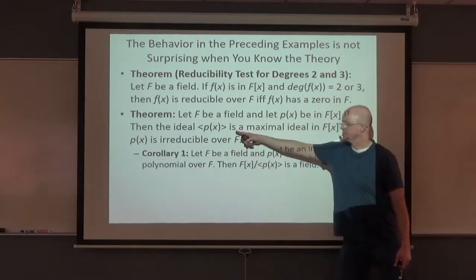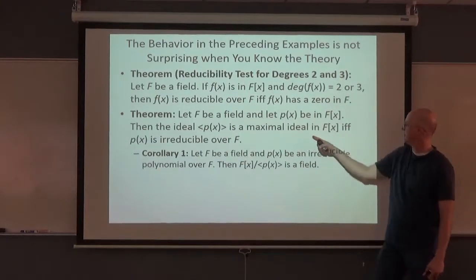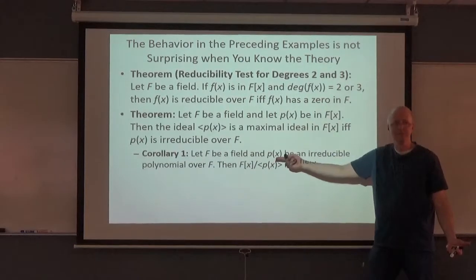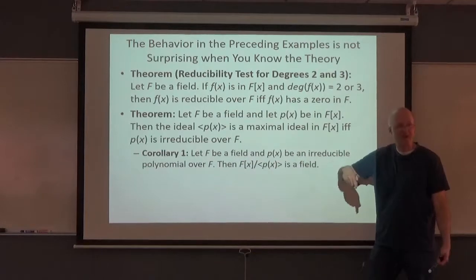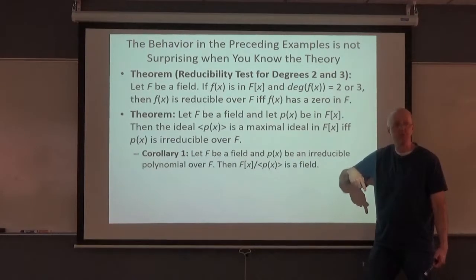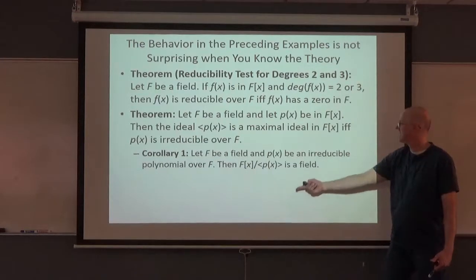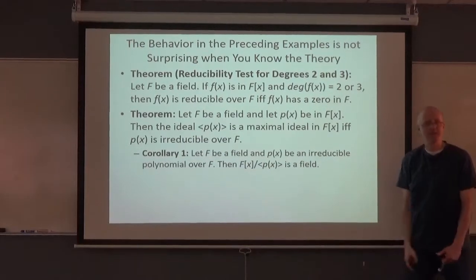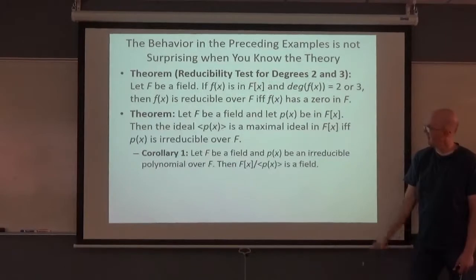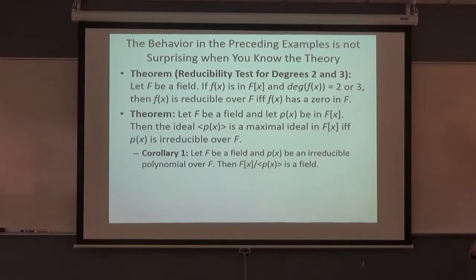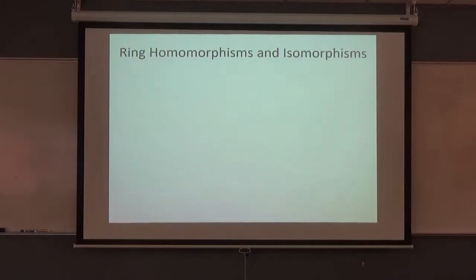The ideal is maximal if and only if the polynomial is irreducible over the field. Over Z3, x squared plus 1 was irreducible. Over Z2, it wasn't. If it's irreducible, then this is going to be a field. Actually, this corollary could have been an if and only if. If this is a field, then p(x) would be irreducible over F as well.